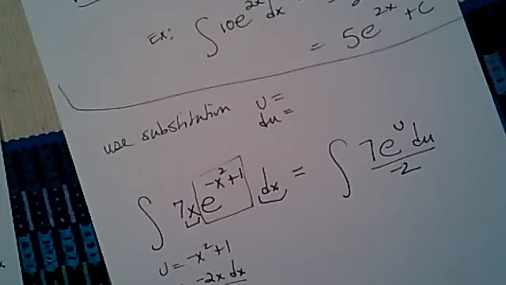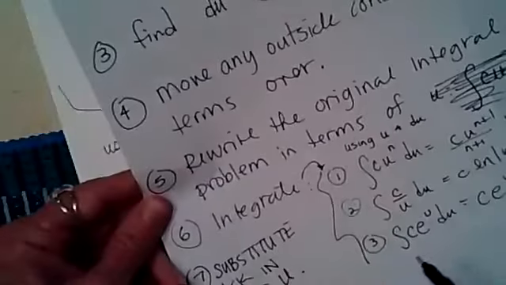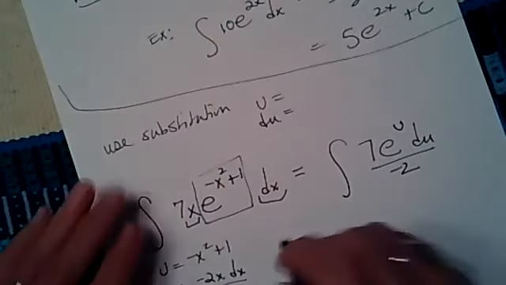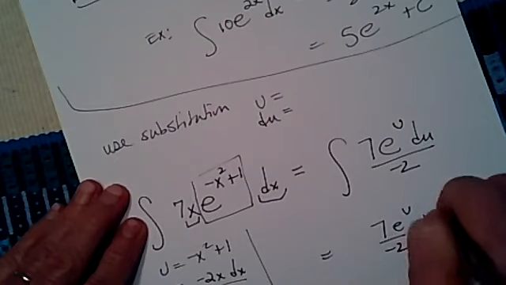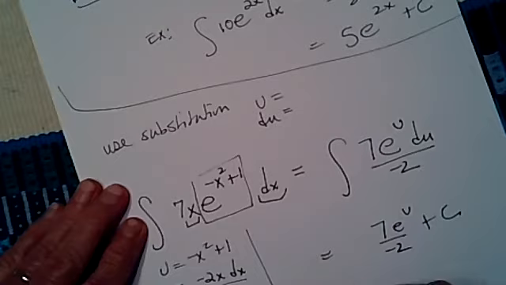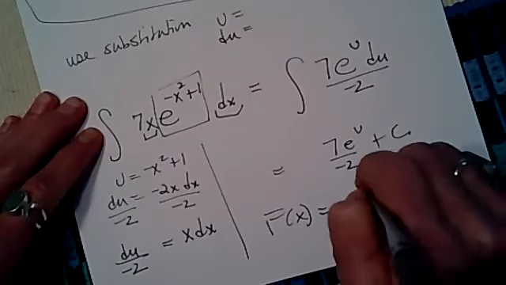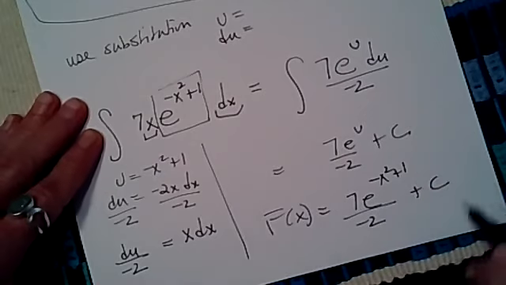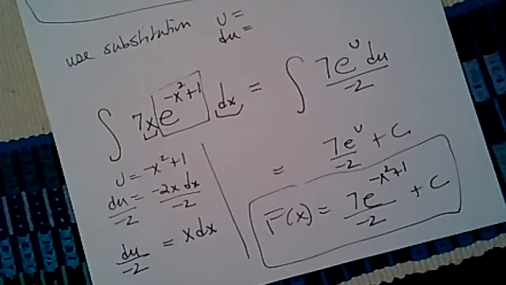Okay, so how do I integrate negative 7/2 e to the u? When you have a constant times e to the u, it's just a constant times e to the u, you're really dividing by 1, okay? So the antiderivative is 7e to the u over negative 2 plus c, but I have to put it back in terms of x, okay? So that's 7e to the negative x squared plus 1 over negative 2 plus c. And that's my answer. And so that's every kind of substitution problem that you'll have.